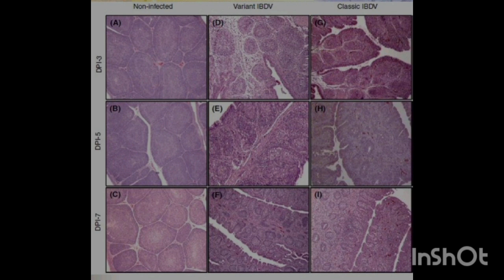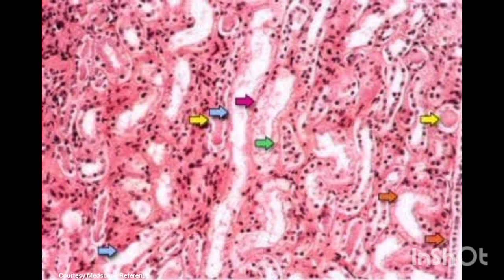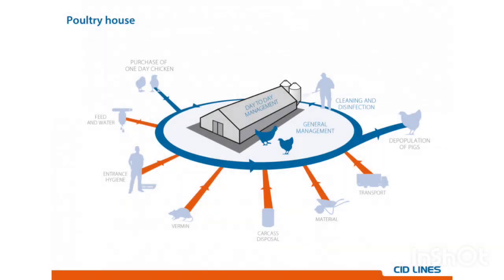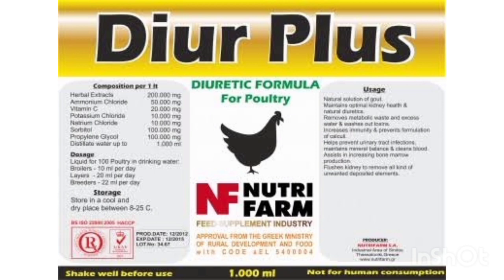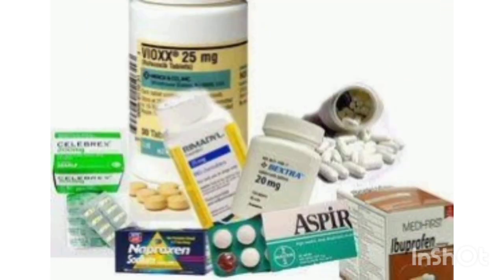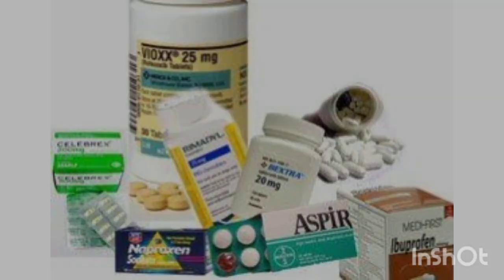Transient lymphoid necrosis is observed in the spleen, thymus, Peyer's patches, and Harderian glands. Renal lesions are nonspecific, with acute tubular necrosis, protein casts, and sometimes heterophils. Diagnosis and control are accompanied by biosecurity, use of immune stimulants, diuretics to avoid kidney damage, antipyretics and anti-inflammatory drugs.